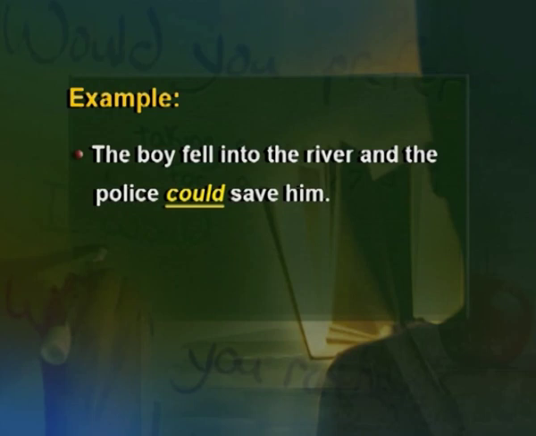The boy fell into the river and the police could save him. This is a general action. We can use could. But if we make it a specific action, then see the example.